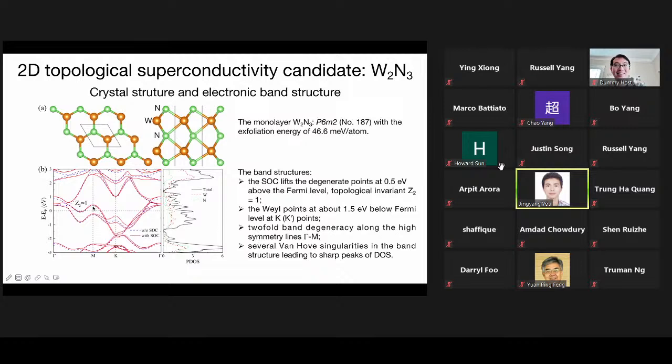Third, it is interesting to note the two-fold band degeneracy along the high symmetry lines, gamma to M, both without and with spin-orbit coupling. Fourth, there are several van Hove singularities in the band structure, leading to a sharp peak of density of states. In particular, the van Hove singularity at about 0.1 eV below the Fermi level, which brings about high density of states near the Fermi level.